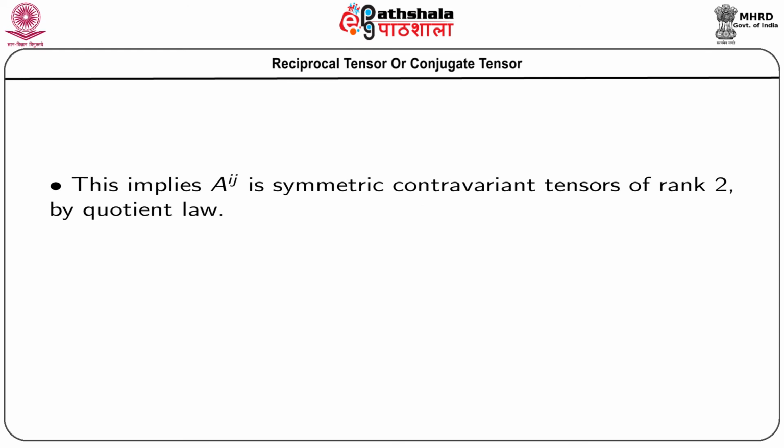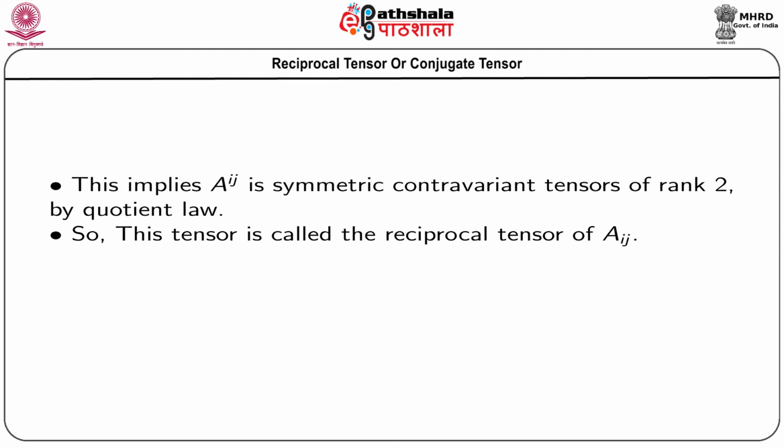This implies that A upper ij is also a symmetric contravariant tensor of rank 2 by using the quotient law, because A lower ij is a covariant tensor of rank 2. So, by the quotient law we can say that A upper ij is the symmetric contravariant tensor of rank 2. So, this A upper ij is called the reciprocal tensor of A lower ij.